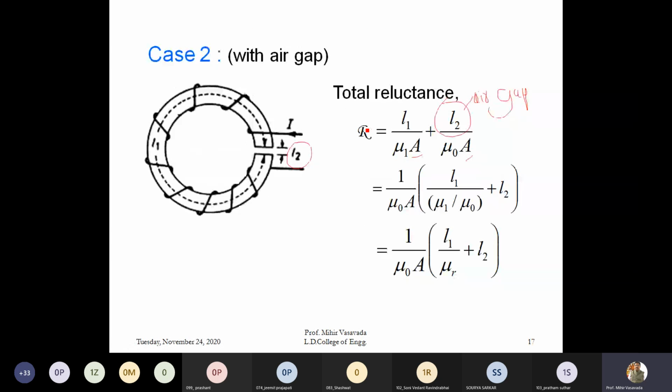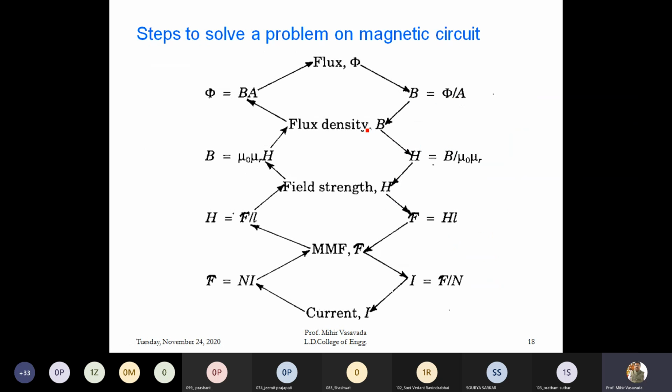And these are the steps to solve problems on magnetic circuits. If you have the value of flux, you can find out using this way or this way. Then if flux density is available, you can go for this value or this value: magnetic field strength, MMF. So all these are interrelations. You must know all the equations. Clear?